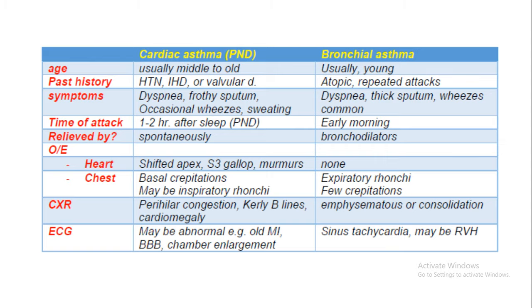When we perform a chest X-ray for the patient, in a patient with cardiac asthma, we will find cardiomegaly, we will find congestion, whether perihilar or between the lung lobes, what we call Kerley B lines. While the chest X-ray of a patient with bronchial asthma will show lung hyperinflation or evidence of consolidation. The ECG of a patient with cardiac asthma may be normal or abnormal. When it is abnormal, what can we find? We can find evidence of old myocardial infarction or ischemic changes. We may find bundle branch block. We may find evidence of chamber enlargement, especially if the patient has a valvular lesion. While the ECG of a patient with bronchial asthma might be completely normal or may show evidence of sinus tachycardia or right ventricular hypertrophy.